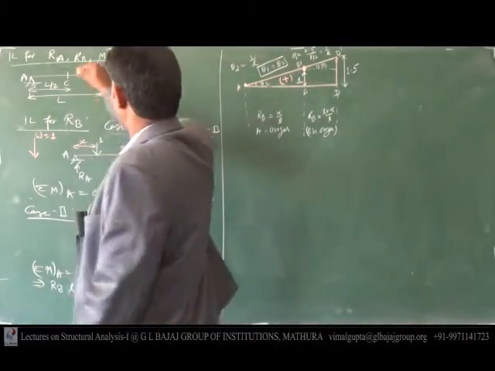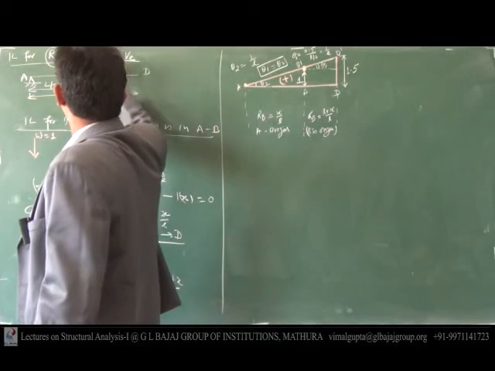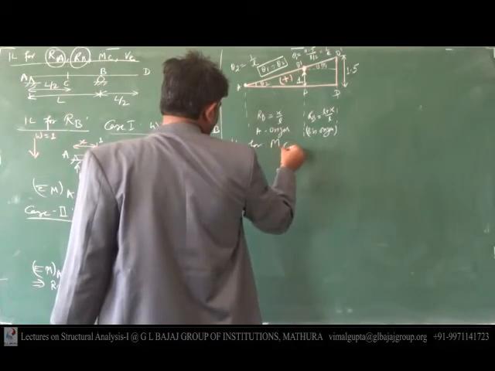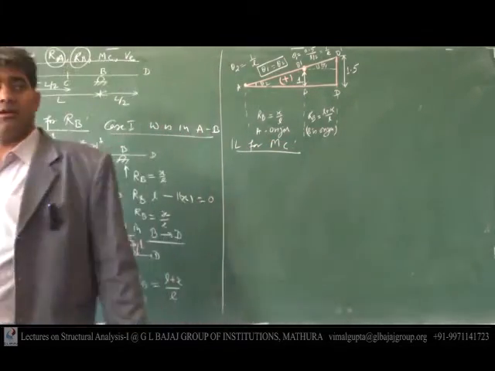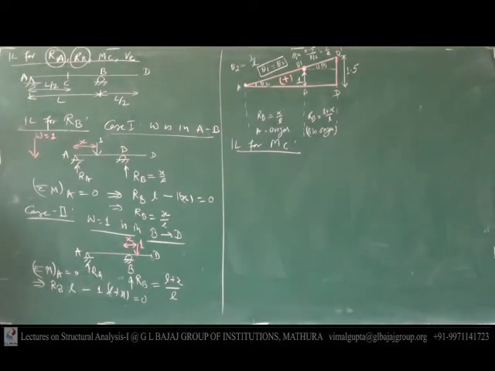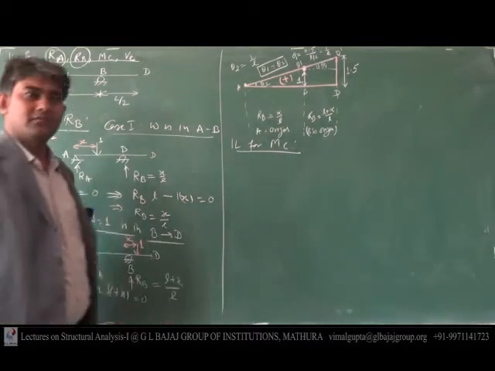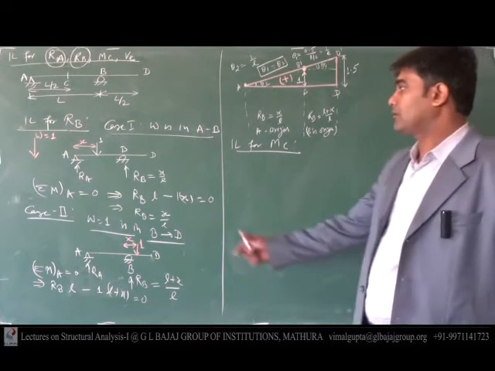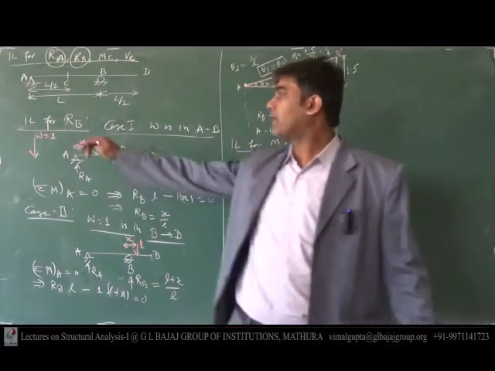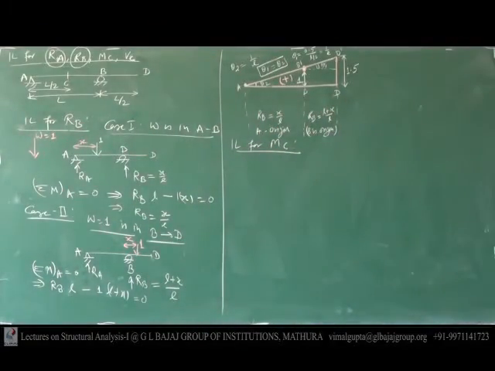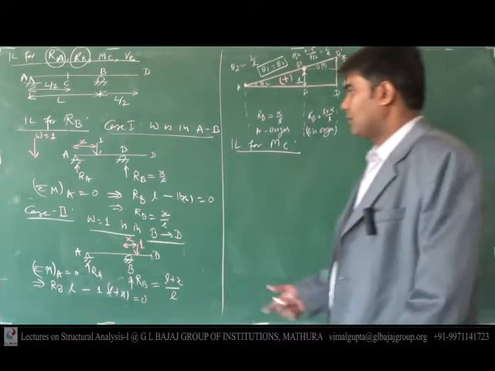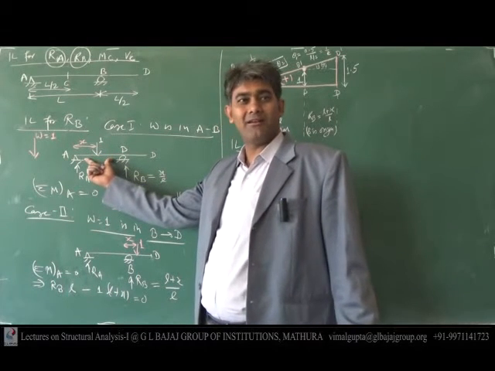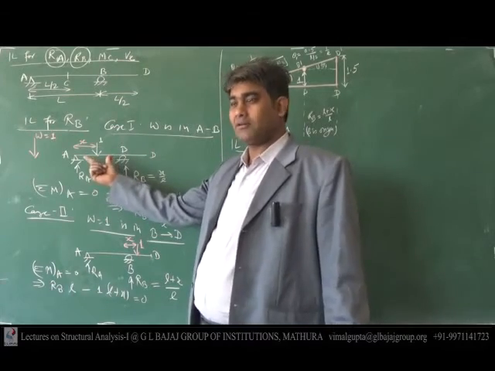We did RA, we did RB. Next is the IL for bending moment at point C. We will do the same thing that we did in the previous example for RA and RB. What we did was take two segments with unit load. We have to place the unit load in case 1. Let us see here.